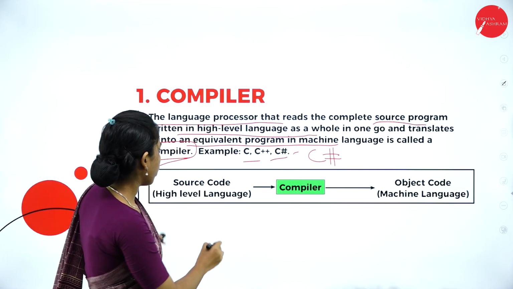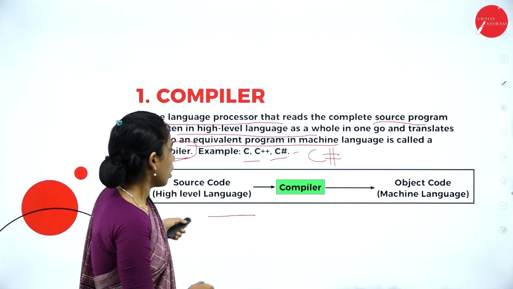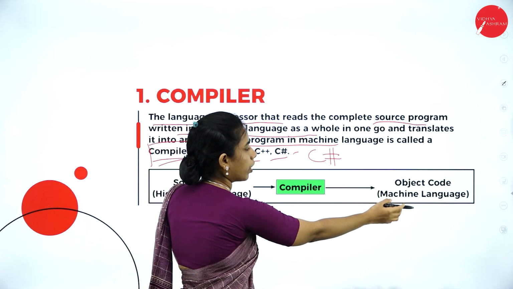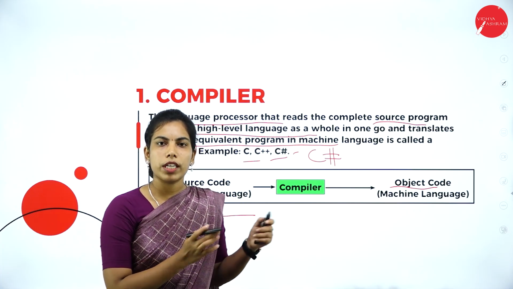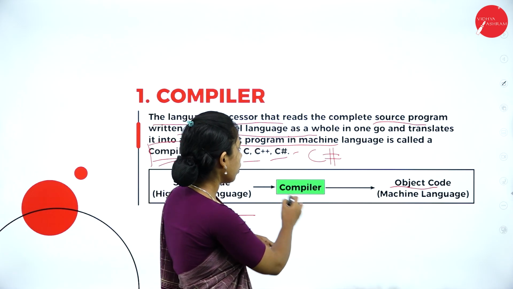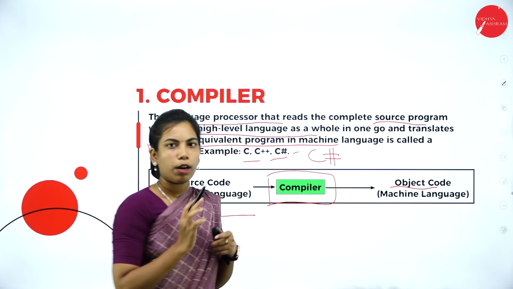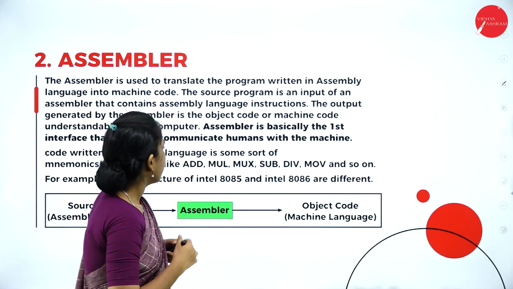Here you can see one pictorial representation: source code, which is in a high level language, is converted into object code using the compiler. Object code is nothing but machine code, a machine readable format. So source code is converted into object code with the use of a compiler. This is what the compiler does. So let's see the assembler.